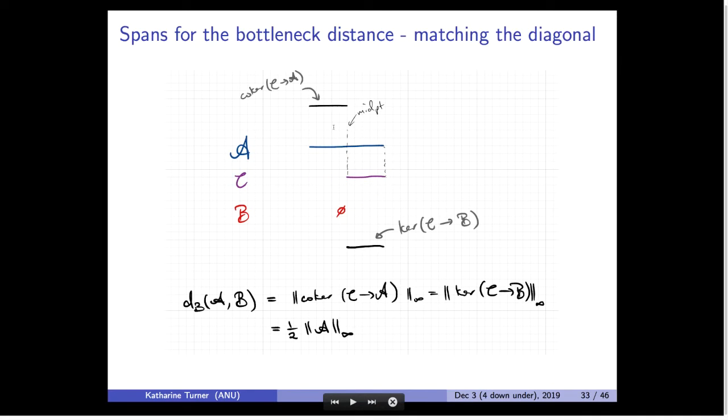And so again, the kernel and the co-kernel will either be empty, because there's no kernel from C to A, for example, or they're going to be one interval half the length of the interval at A. And so again, the bottleneck distance is going to be what we want it to be. It's going to be half that, that distance to the diagonal. All right, does anyone have any questions?